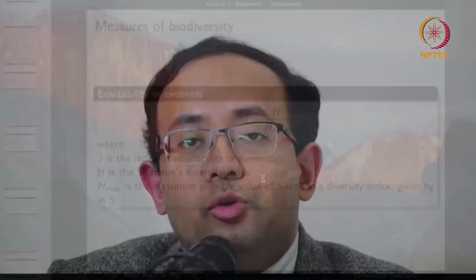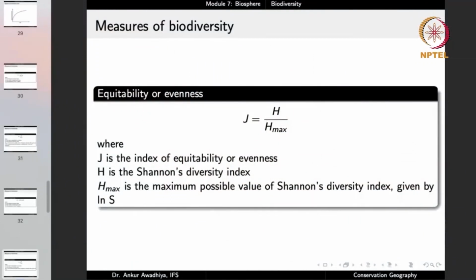So by doing these computations, we come up with a value for each forest, and the one with a greater value of evenness or equitability has more amount of biodiversity. So this is how we are able to compare between different biodiversities or different areas with different biodiversities.